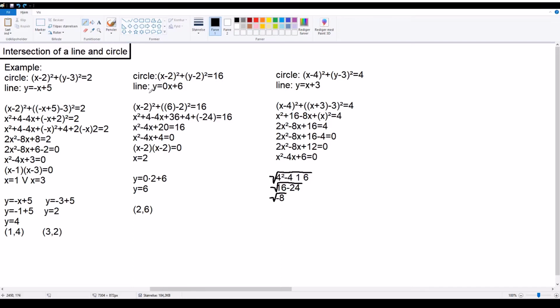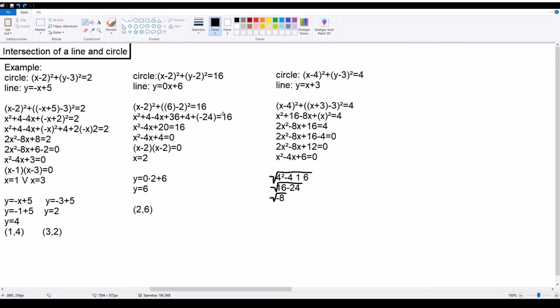Next we have another example where in this case there's only going to be one result, because this line only touches the edge of the circle. You do the same thing again, where you have the equation for the circle and the equation for the line. You put the y value for the line into the y value of the equation of the circle. So this circle equation becomes (x minus 2) squared plus (6 minus 2) squared, because here this is 0x, so there's no x to have in this equation.